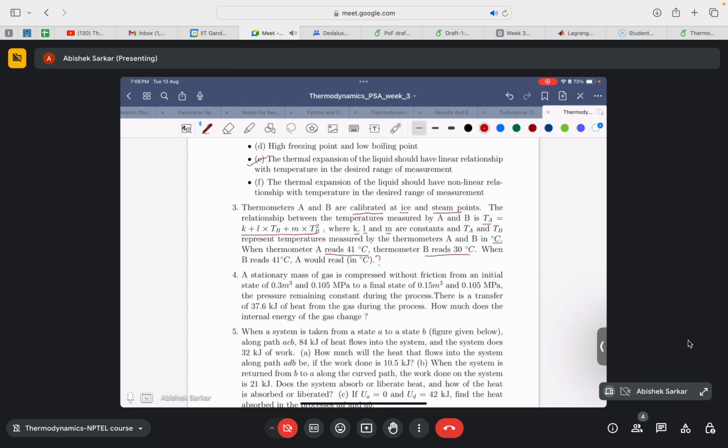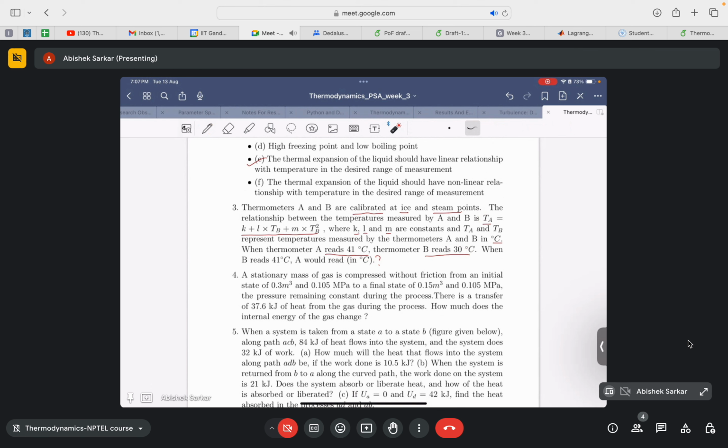So one of the values is given in this line, which is if A is 41 degrees Celsius, then B is 30 degrees Celsius, right? So from this relationship, we can find an equation between TA and TB, right? Now we need 2 more equations to completely solve this and find the value of these constants. So where can we find them? It is given that thermometers A and B are calibrated at the ice and steam points. Okay. So if we consider the fluid to be water, then of course ice and steam points basically mean water.